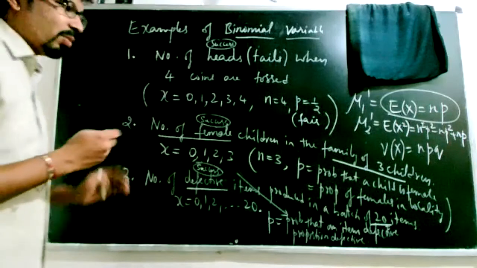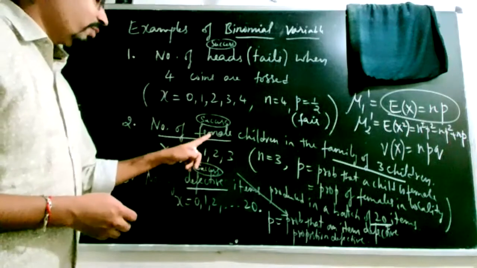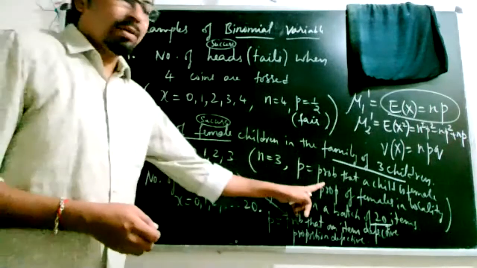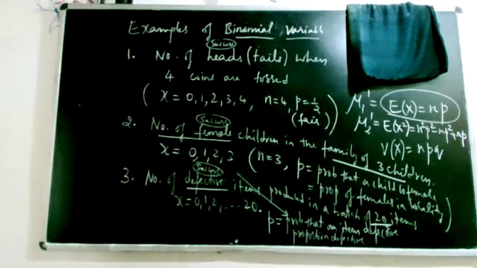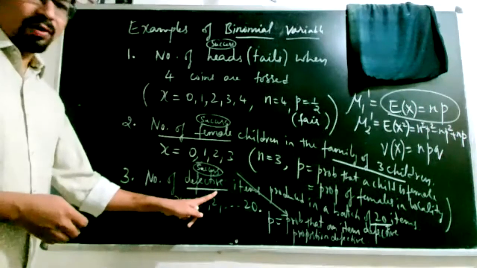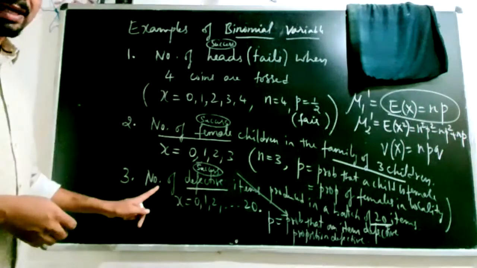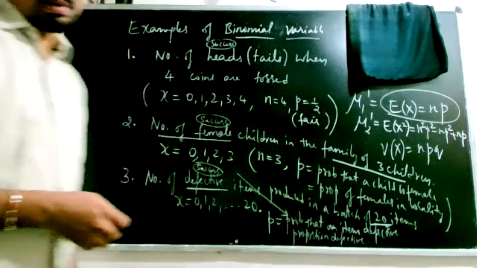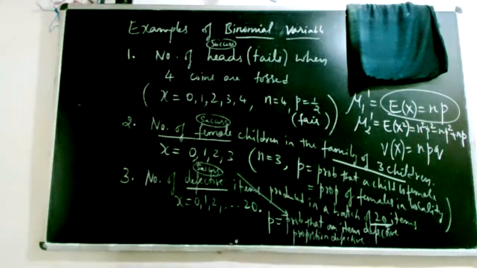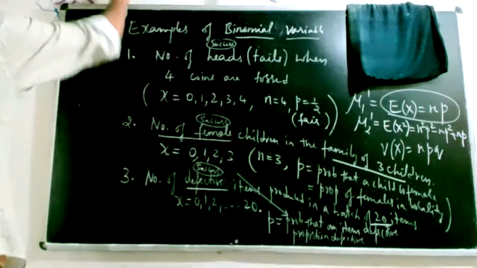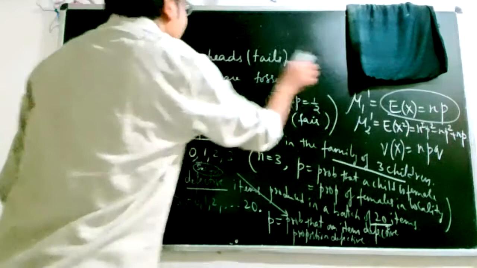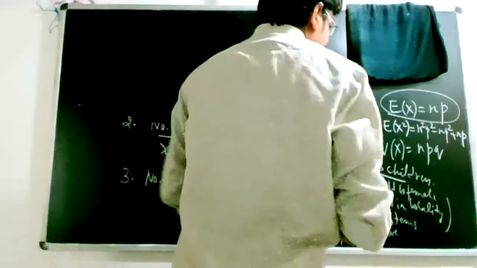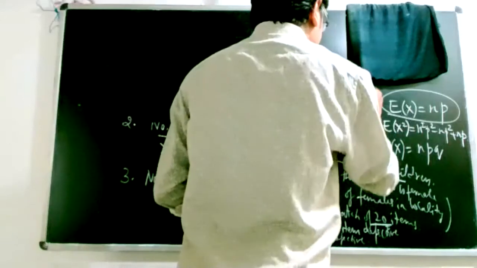Now, if you want to model the problem for the number of male children, then define x as the number of male children, and then you can take P as the probability of males. Similarly, if you want the model for the non-defectives, then define x as the number of non-defective items. Then you can define P as the probability that an item is non-defective. So it is all based on how you take success and failure. So again, looking at the requirement, you must define success and failure.